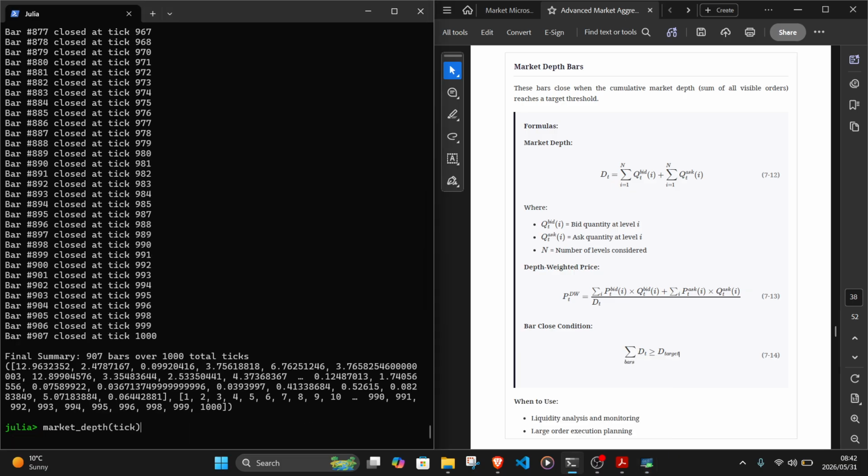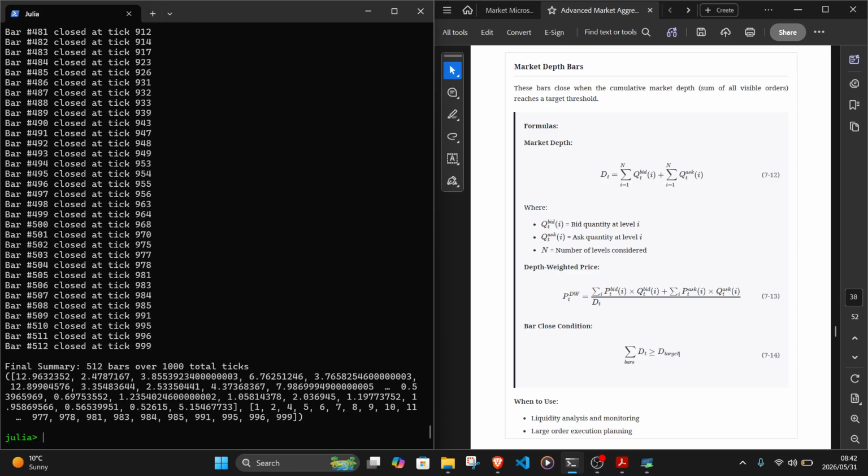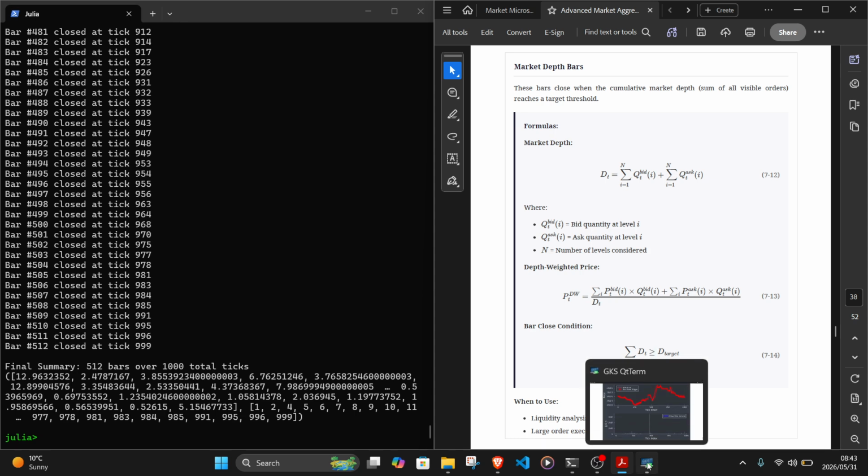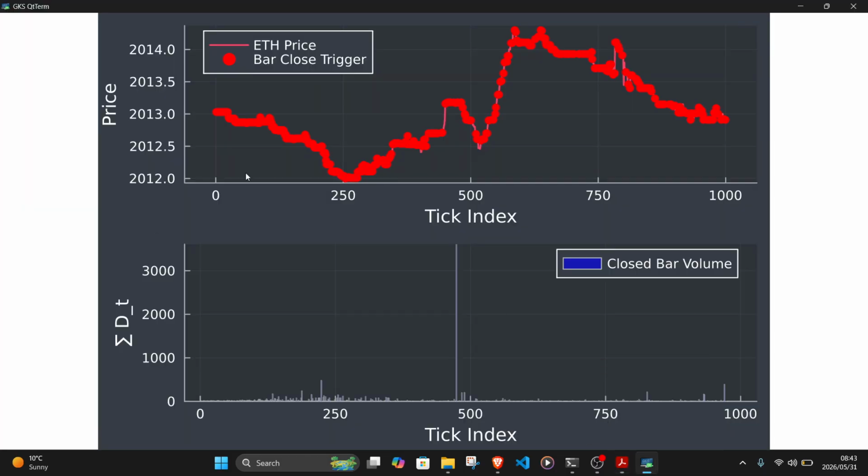Now, what I'm going to do is play around with this target. I'm going to push it from 0.01 to 0.5. And now we have 512 bars, nearly half of the total ticks processed, that actually meet this condition. Now, let's go look at that geometry. And as you can see, we have fewer bars being distributed.